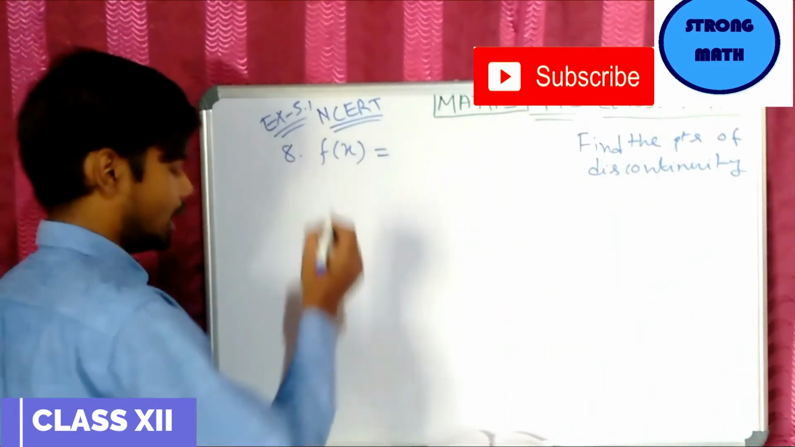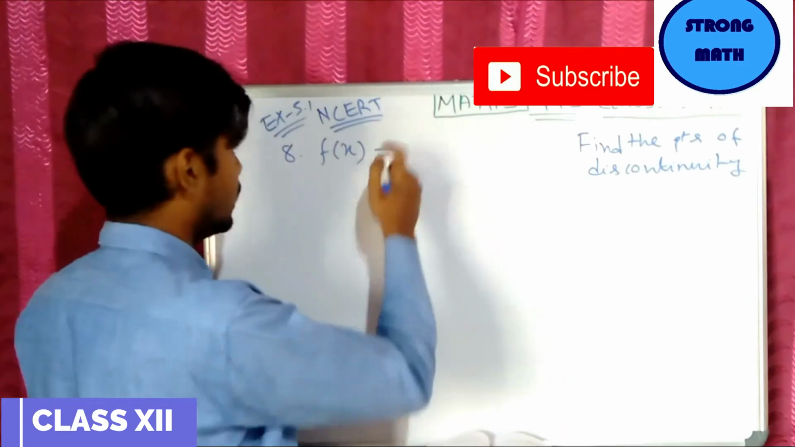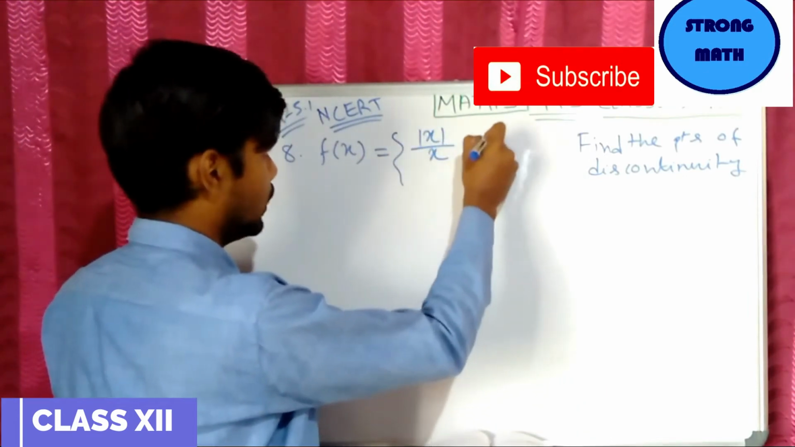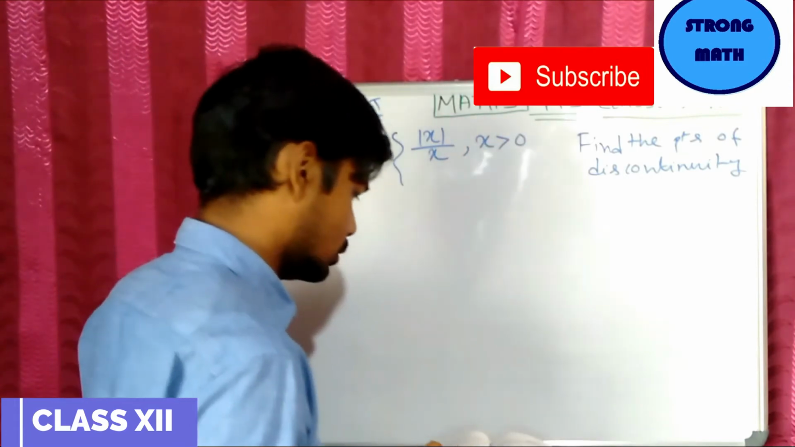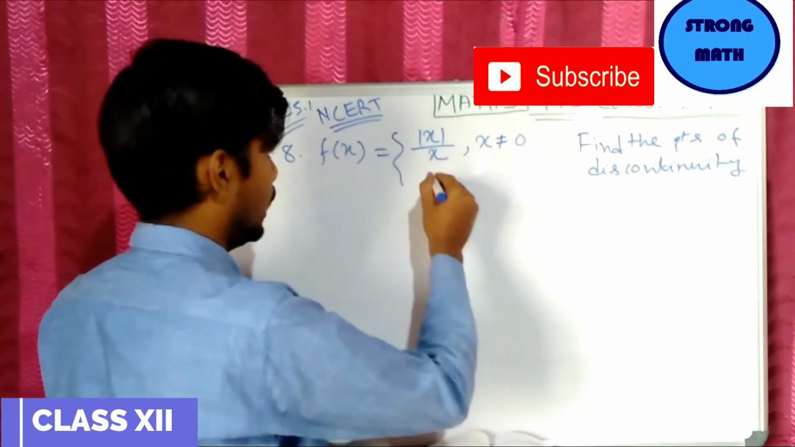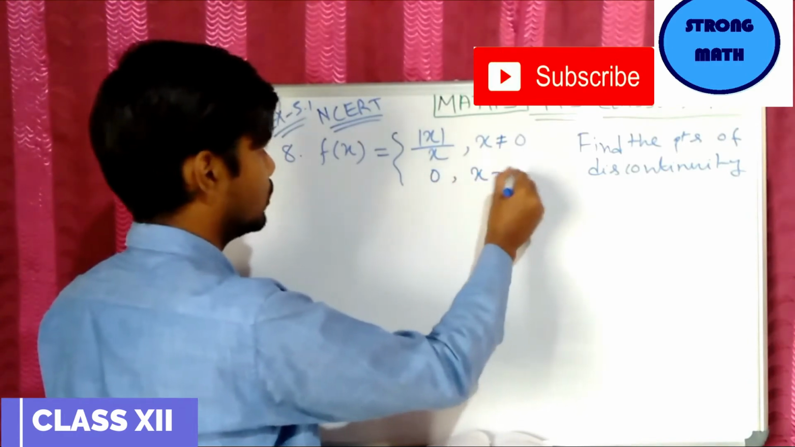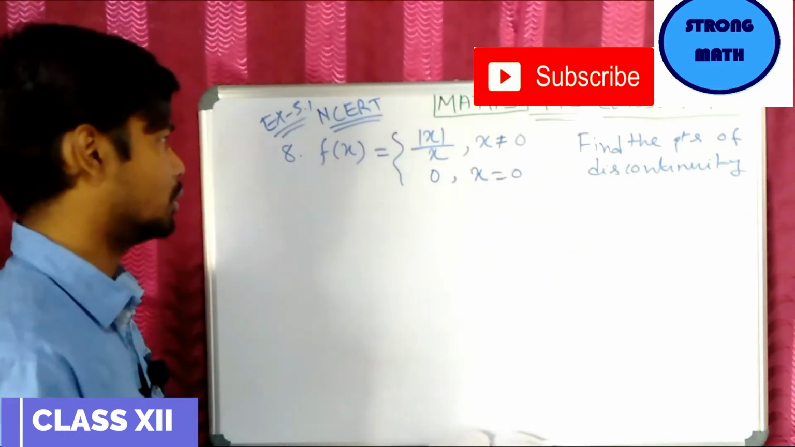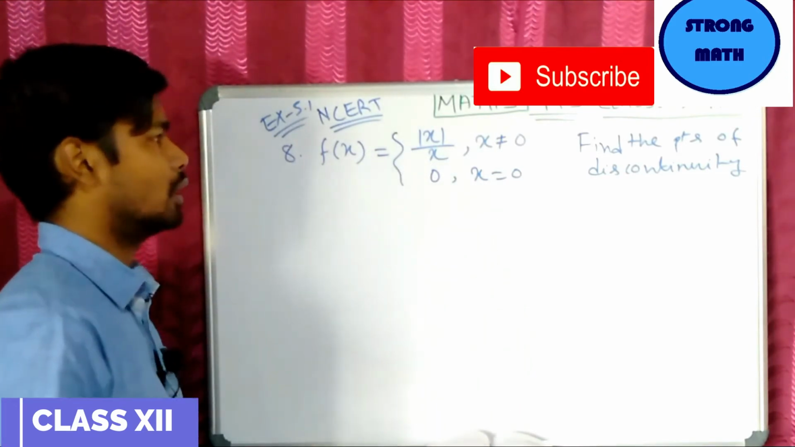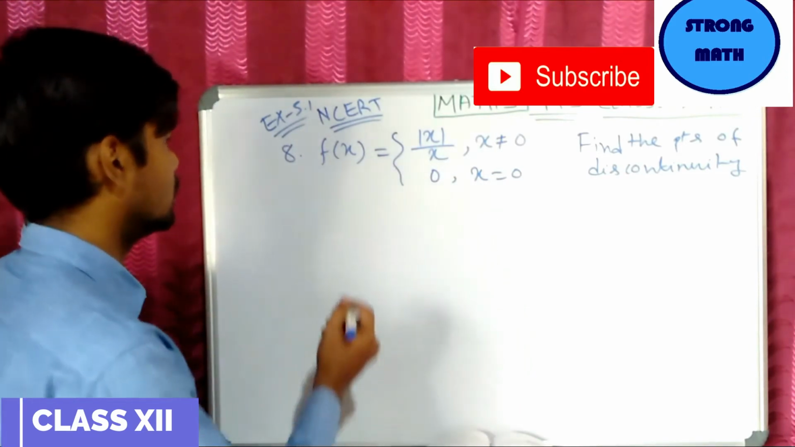Next, question number 8. f(x) is given as f(x) equals |x|/x when x is not equal to 0, and is 0 when x is 0. Find all the points of discontinuity for this function. Here you know, this is the signum function.